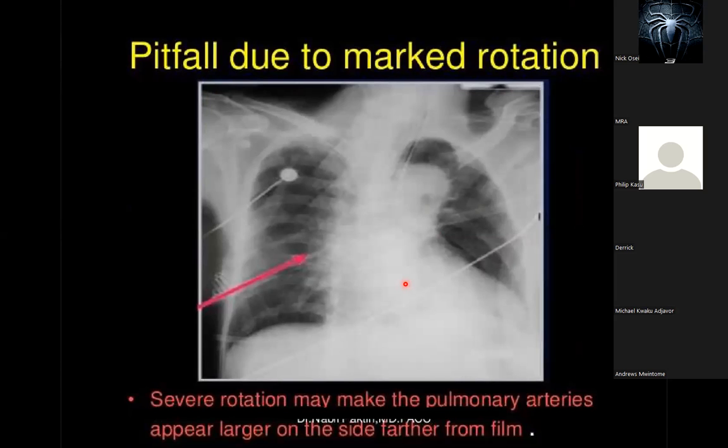Another problem when you have rotation on the chest X-ray is that it makes the pulmonary arteries appear larger on the side further away from the film. The part of the X-ray that the patient is rotated to will appear more radiopaque. The pulmonary arteries on the other side, which is further away, will appear larger than usual. And then you start making interpretations and subjecting the patient to treatments that may not be warranted.